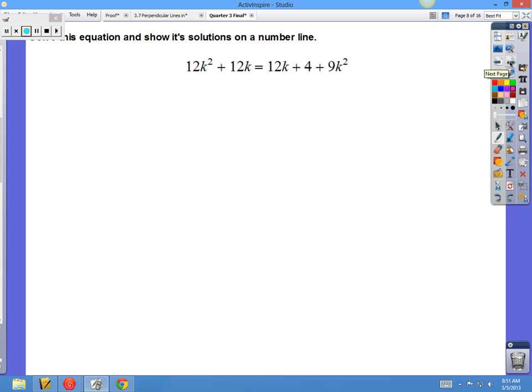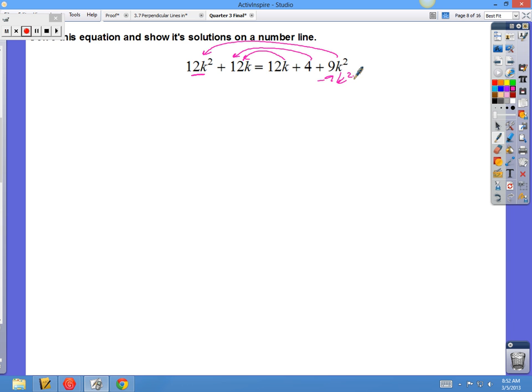Alright, back to a quadratic. So solve the equation, find the roots, solve for x, it's all the same thing. Let's get everything on the same side. I'm going to keep my k squared positive, so I'm going to move everything over to the left.